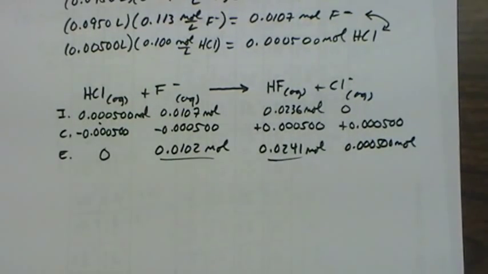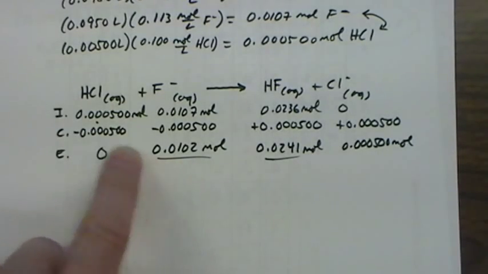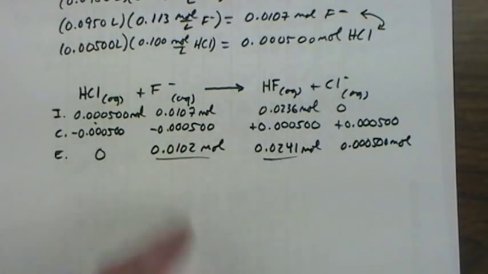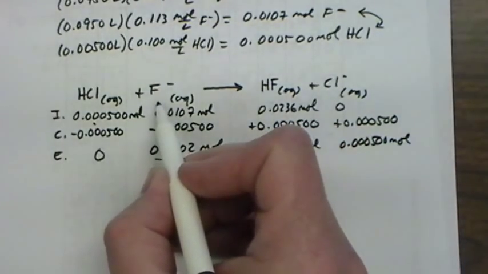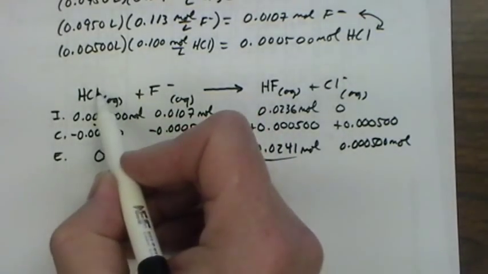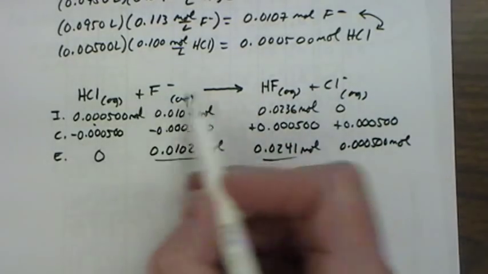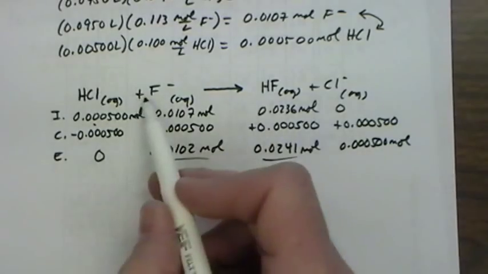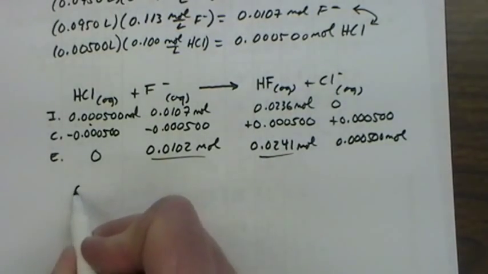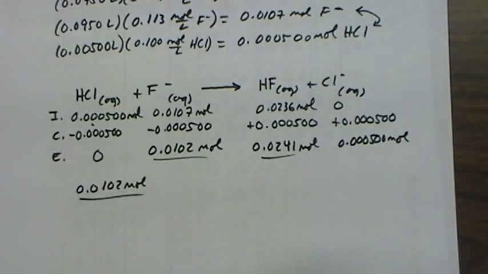So the buffer did its job. It destroyed or neutralized all of that HCl. It's gone now. And by doing that, it reacted some of the F minus, but in the process, it created HF, which is what it's supposed to do. So we used up some of the conjugate base, and we created some of the conjugate acid. After buffering that strong acid, we're down to the two components again, F minus and HF in different amounts now. But there's still measurable amounts of each, so the buffer is still intact.